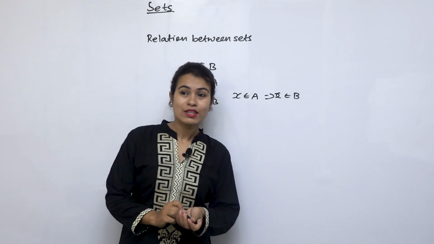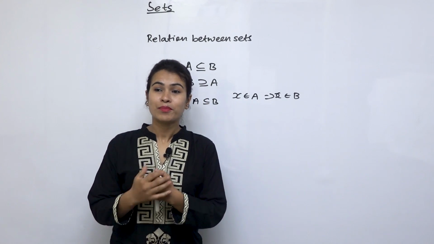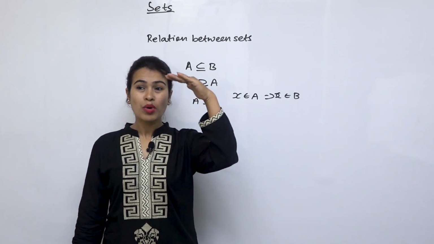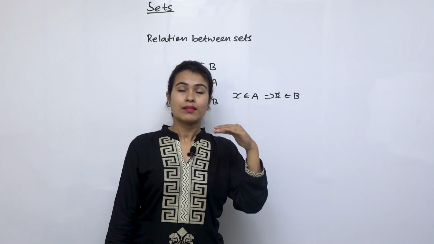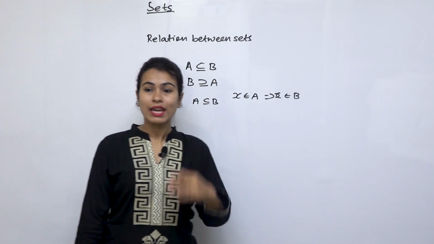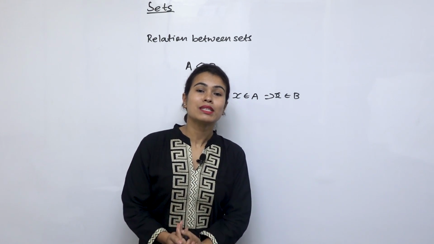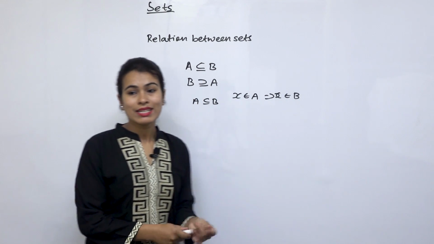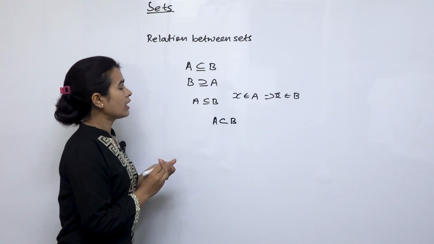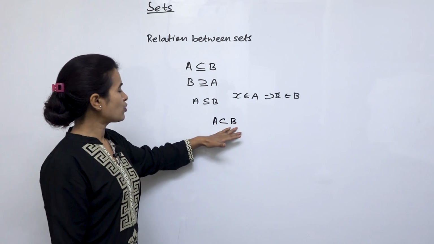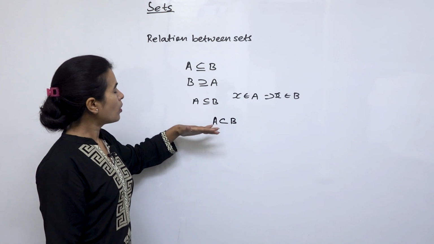If every element of A is also an element of B, but there is at least one member in B which is not a member of A, then A is known as a proper subset of B. This relation is denoted by A is a proper subset of B. Here, the members of B should be at least more than one.